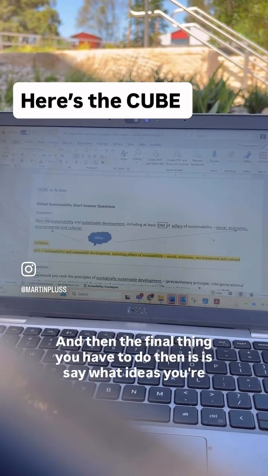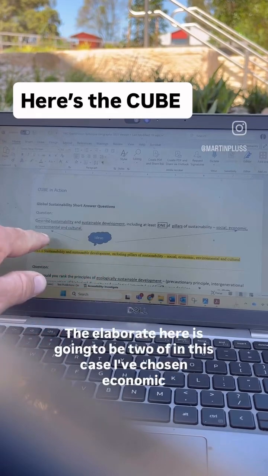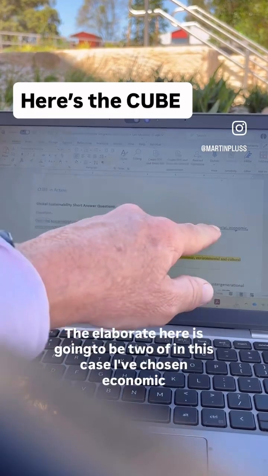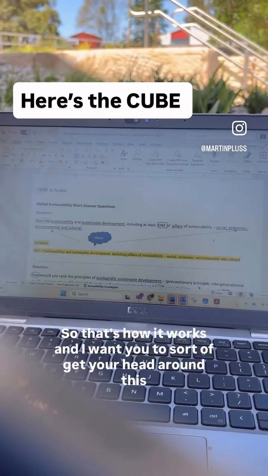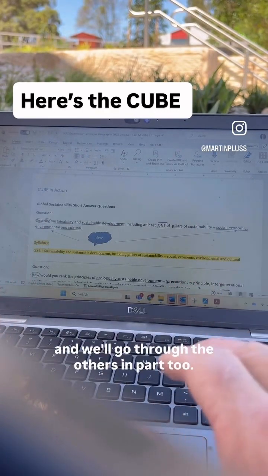And then the final thing you have to do is say what ideas you're going to elaborate. The elaboration here is going to be 2 of them, in this case I've chosen economic and environmental. So that's how it works, and I want you to get your head around this, and we'll go through the others in part 2.